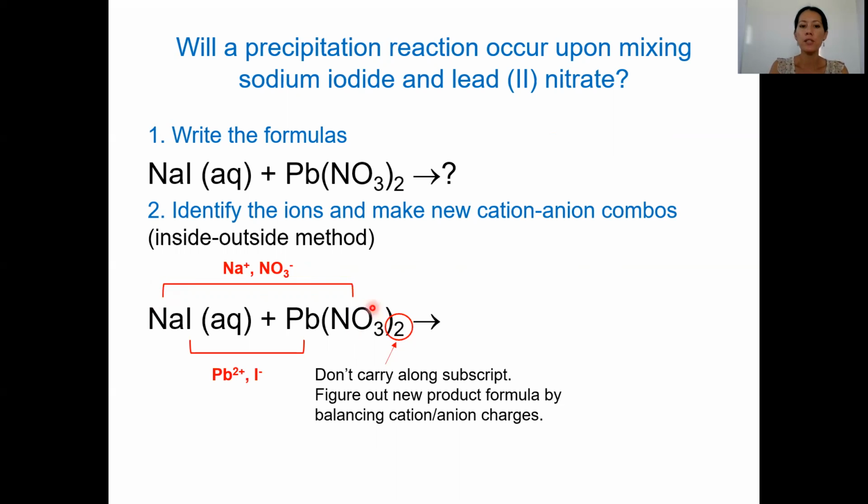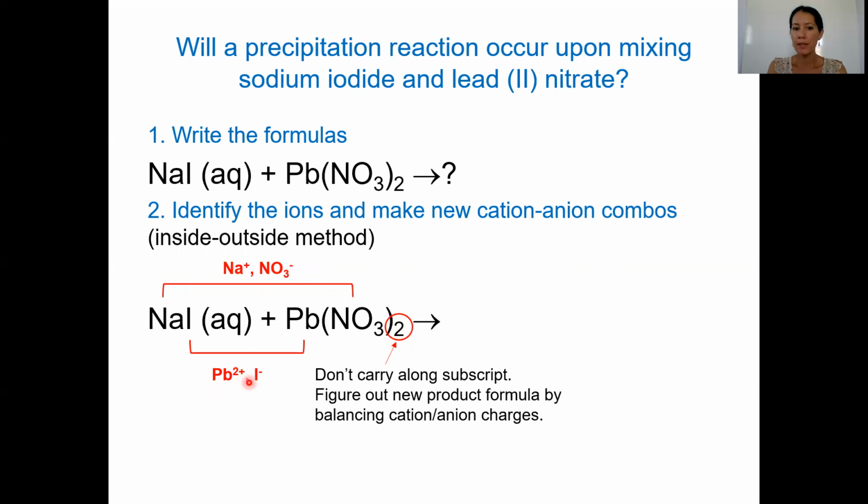I find that when students don't write the basic ions out, they end up carrying the subscripts, which they don't necessarily need, because sodium and nitrate are already balanced, 1+ and 1-. So if you wrote Na parentheses nitrate 2, that's not correct. So don't get into the habit of doing that.